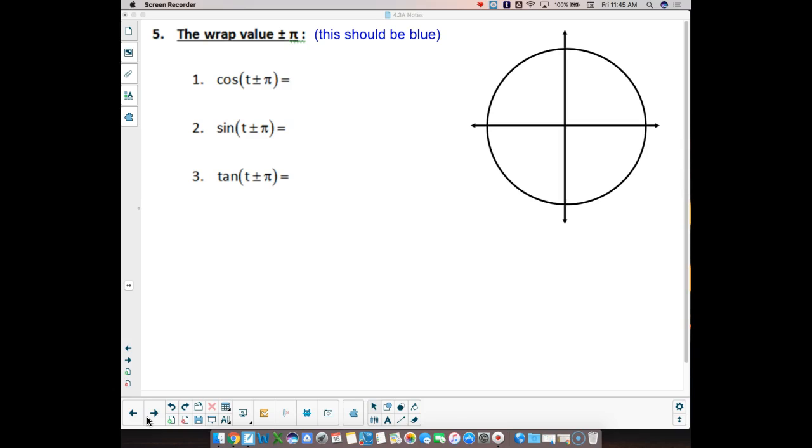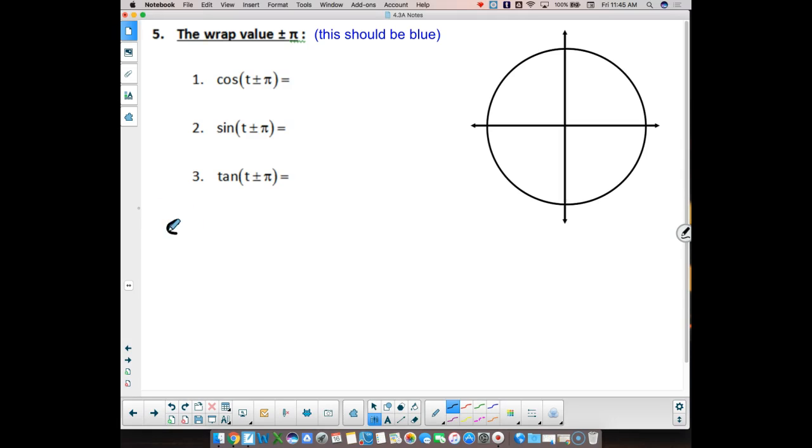So if I'm talking about the cosine of pi over 3, that's going to be 1/2. If I'm talking about the cosine of pi over 3 plus or minus pi, halfway around the circle, then I'm at the cosine of 4 pi over 3. What is the value then of the cosine of 4 pi over 3? Negative 1/2. So that's negative 1/2.